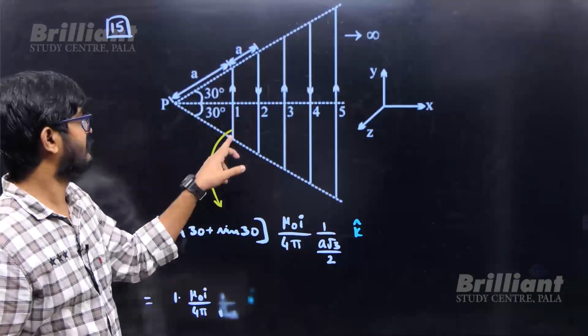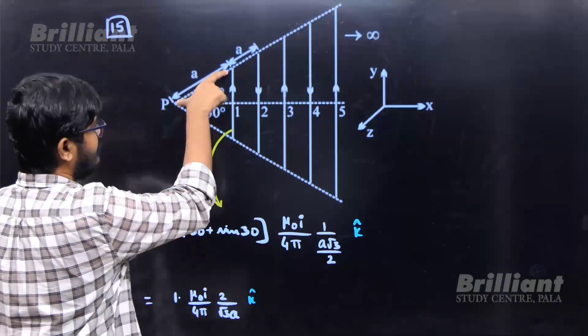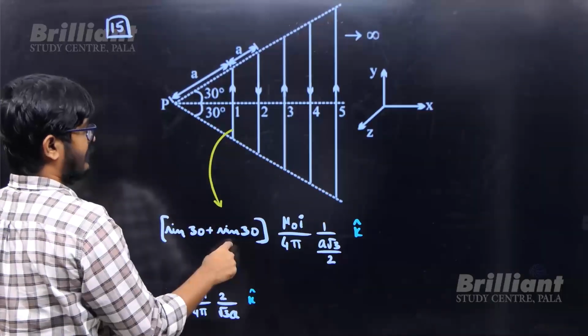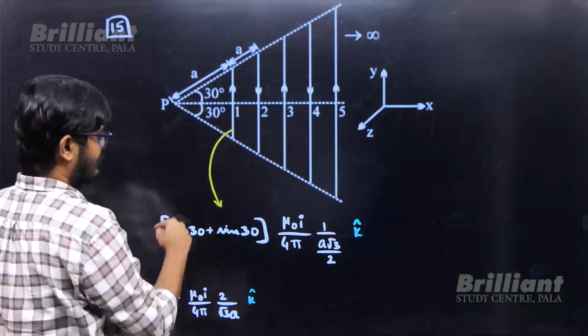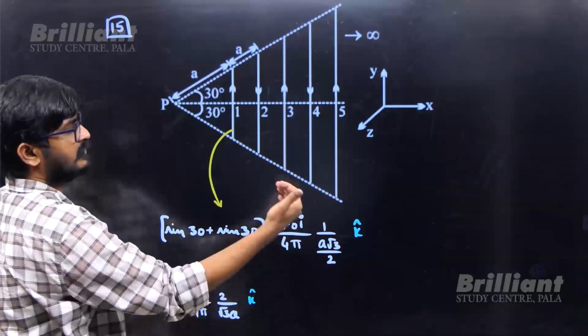So for this wire, it is mu naught I by 4 pi into this distance, which is A cos 30, into sin alpha plus sin beta. And what is the direction? Direction is this way. So when this distance is A, this is the magnetic field. Now the distance is 2A, so instead of A it will become 2A in the next case.